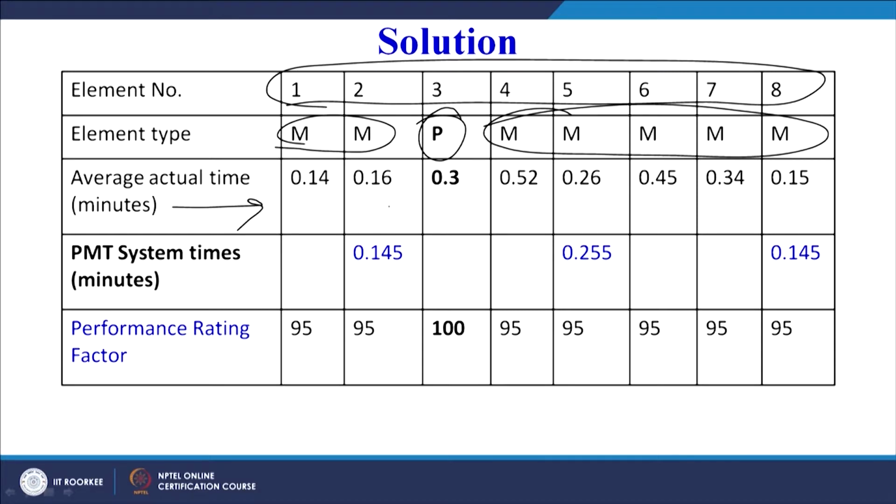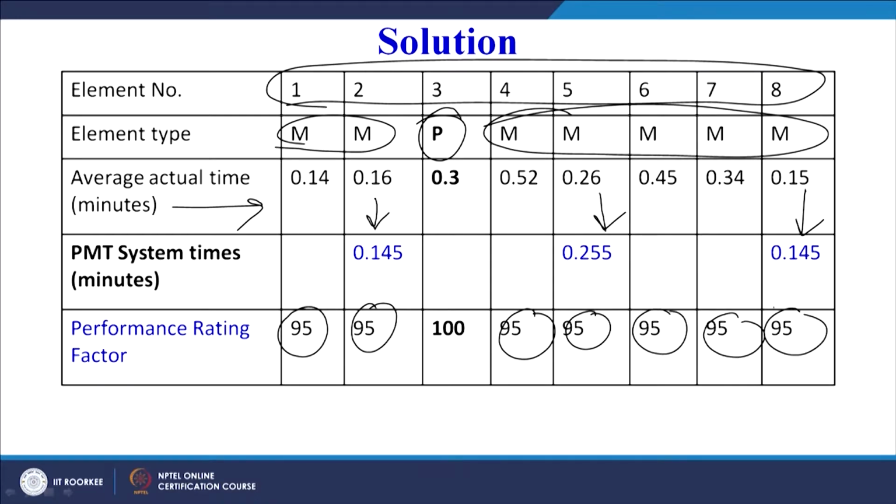PMTS system time data is only available for elements 2, 5 and 8, and for the performance rating, we are assuming the rating factor as 95 for all the manual elements, and for the machine controlled element we are taking the rating factor as 100, which I have already explained. So now we have to calculate the normal time. How it will be calculated, you can see.